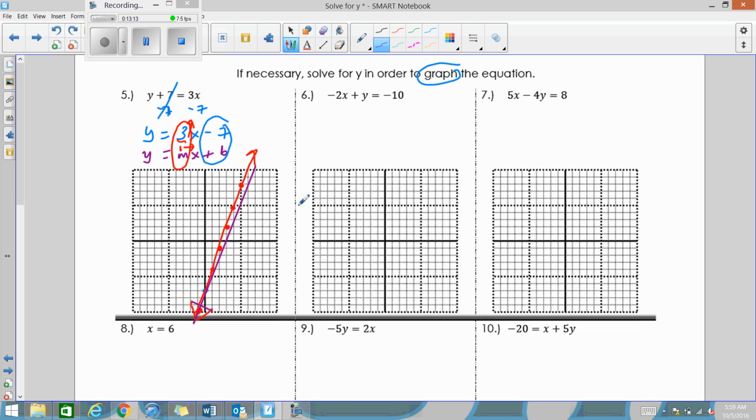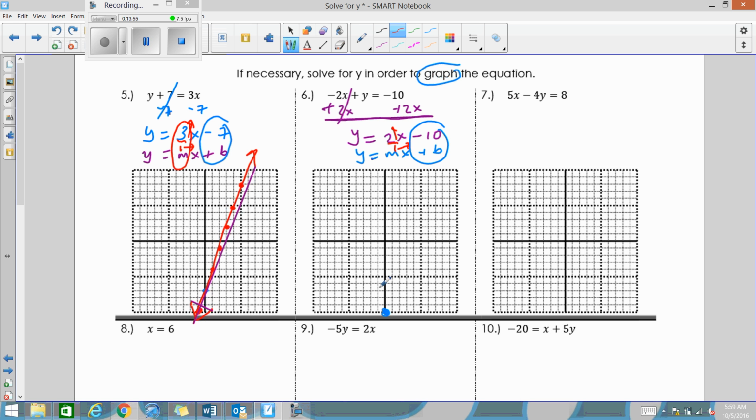Ready? Number 6. All right, so y is not alone. So we got to get rid of this negative 2x. So we're going to add 2x. So we get y equals 2x minus 10. So again, I write y equals mx plus b underneath. I begin at b. I'm going to start down 10 on the y-axis. And then my slope is 2 over 1. So it means up 2 and to the right 1.